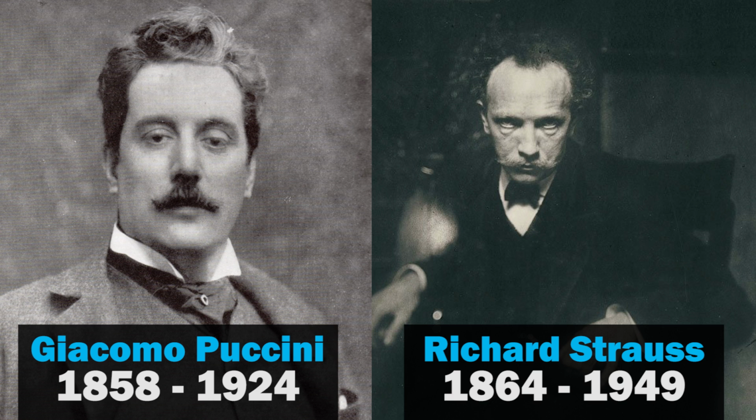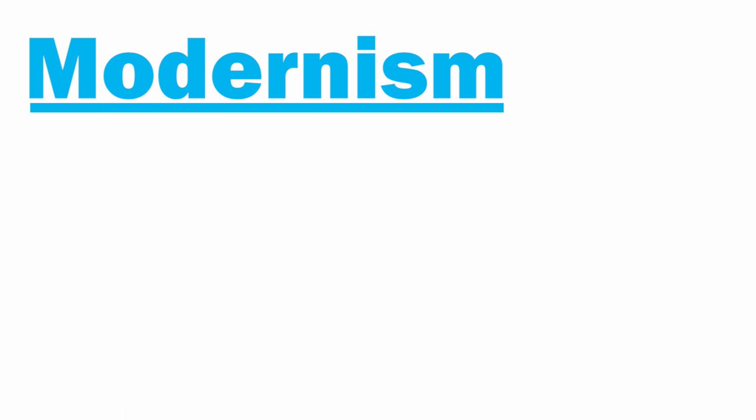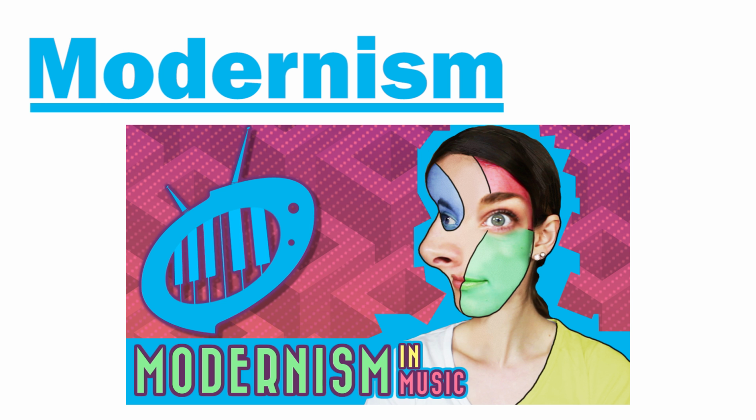With Tchaikovsky and Wagner, we reach the end of the 1800s, and then we step into a new and more modern era with composers that we're going to talk about, such as Puccini and Strauss. We recently did a video on modernism in music, so if you want more information about what we're about to talk about here, definitely check it out, because we're just going to briefly touch on it.